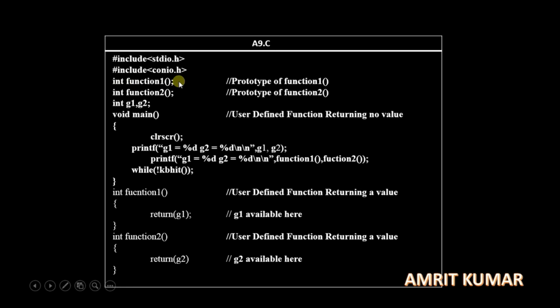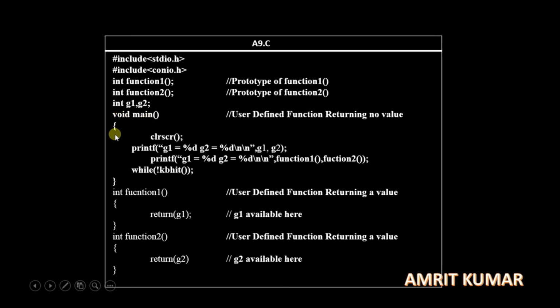After that, I have given the prototype of these functions; this function is going to return integer data type, and this function is going to return integer data type. After that, I have used two variables, which are global variables here, because they are outside of the open and close curly braces. Therefore, G1 and G2 are acting as global variables here and of type integer.